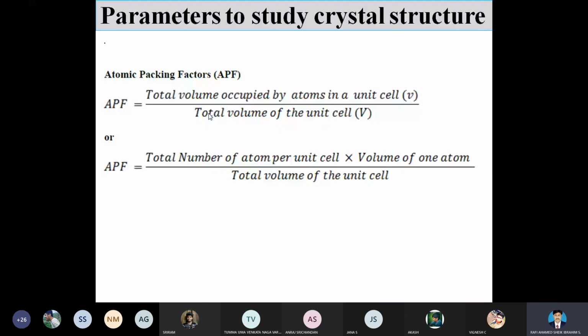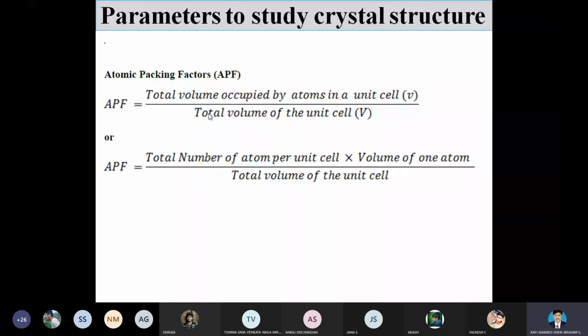So this small v by capital V is further expanded: small v is the total number of atoms per unit cell into the volume of one atom. The total number of atoms per unit cell is the first parameter. Then the volume of one atom. Here the structure is cubical, and we are imagining the atom as a sphere.